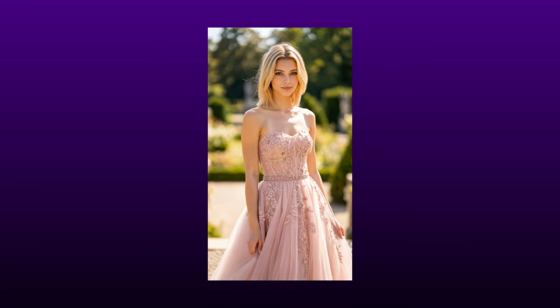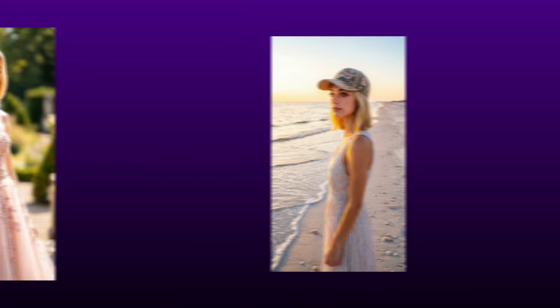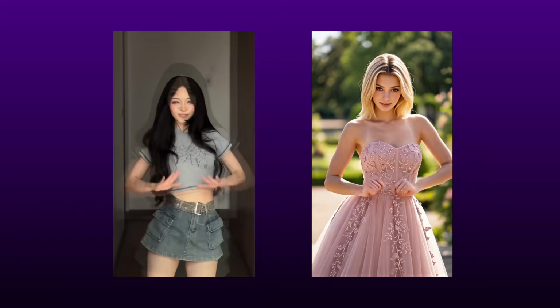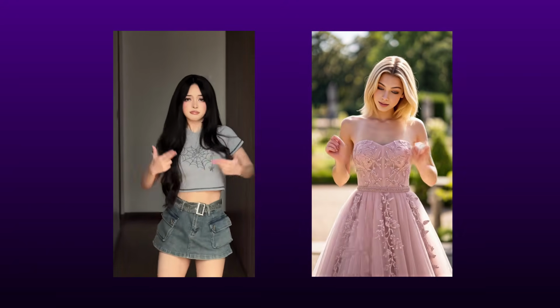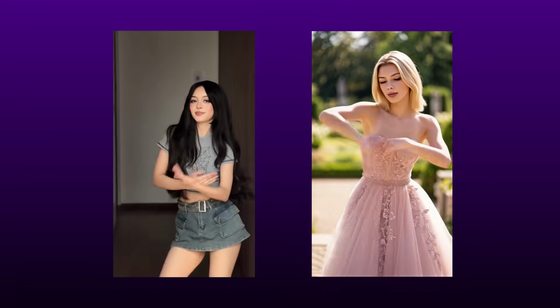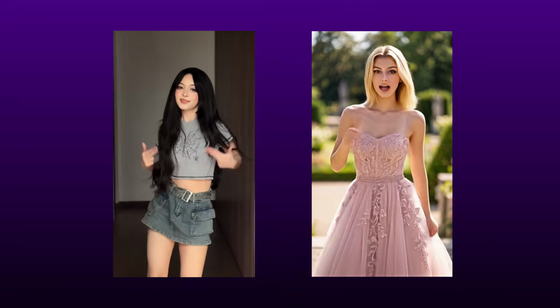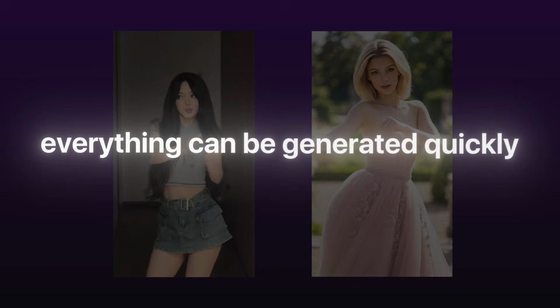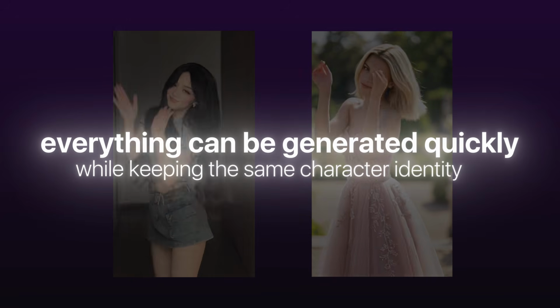Now imagine creating your own AI influencer that stays consistent in every image and video you generate. You can design the character exactly the way you want, place it in different environments, change outfits, and even generate videos where the character moves, talks, or copies motion from other videos. This is really useful if you create content for social media, ads, or AI-based videos because everything can be generated quickly while keeping the same character identity.